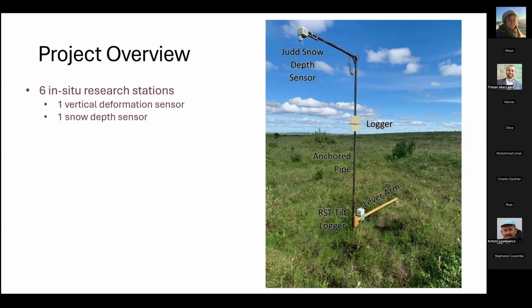Each of them has a vertical deformation sensor, which is basically an inclinometer on a tilt arm, and then a snow depth sensor. This metal pipe in the middle is drilled about 12 feet down into the permafrost, so it's serving as a stable point. And then on this lever arm, you can kind of see there's a bit of a platform here. This arm is free to move up and down with the permafrost, so I could get vertical deformation over time.